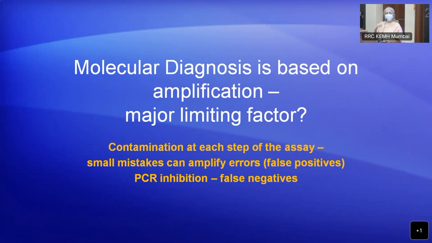And if you have a PCR setup where you do not know whether things are happening properly, what is the implication there? False negatives. So you can have a situation where you have false positives, and you can have a situation where you have false negatives.